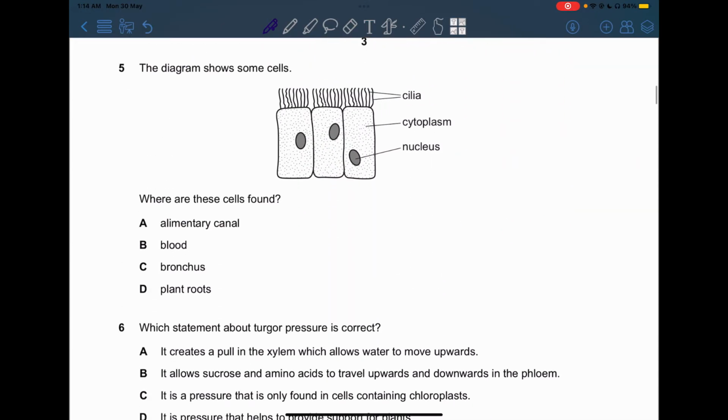Now question number 5, the diagram shows some cells. Of course, we know these are the ciliated cells that are located in the trachea and the bronchus. So let's see if any of the trachea or the bronchus are located in the options. Now we've got C, bronchus, so that's going to be our answer. You can't say they're found in the alimentary canal because not all parts have the ciliated cells. So you have to be more specific, and they are located actually in the bronchus and the trachea, as I said.